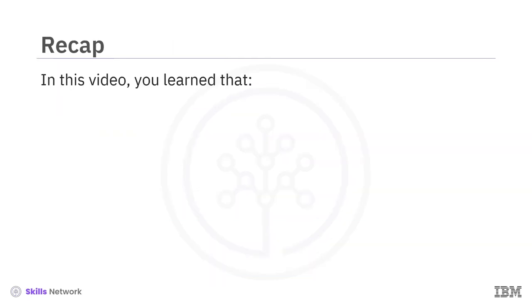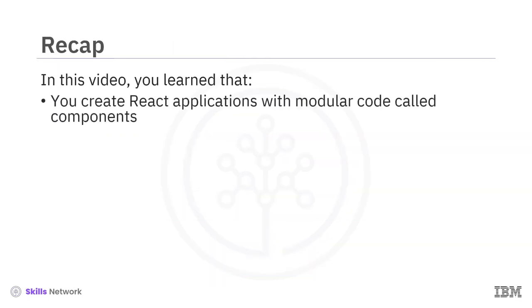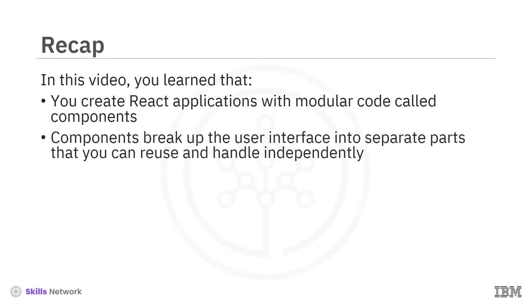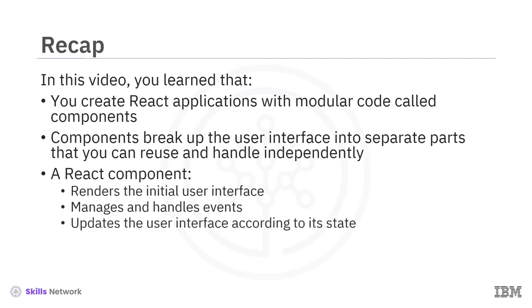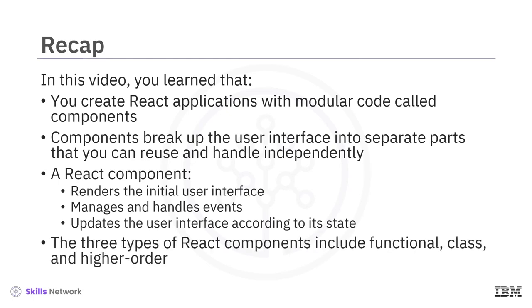In this video, you'll learn that you create React applications with modular code called components. Components break up the user interface into separate parts that you can reuse and handle independently. A React component renders the initial user interface, manages and handles events, and updates the user interface according to its state. The three types of React components include functional, class, and higher order.